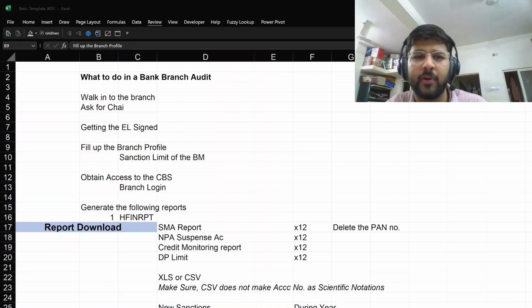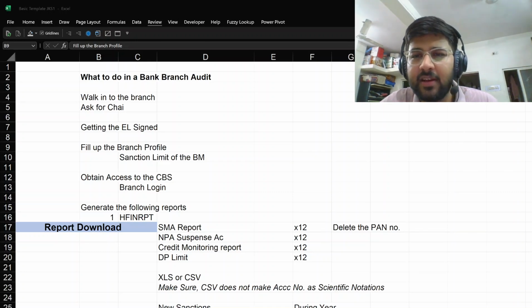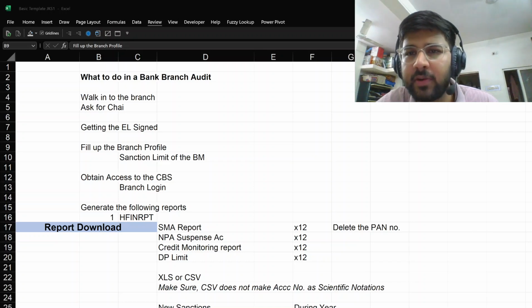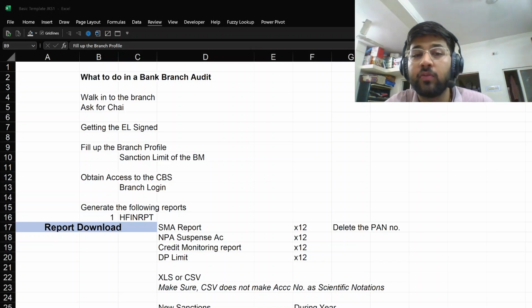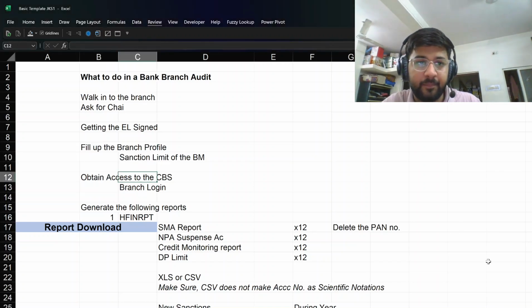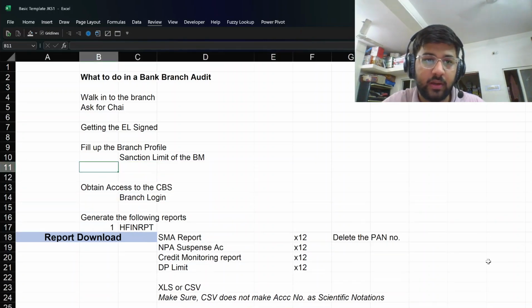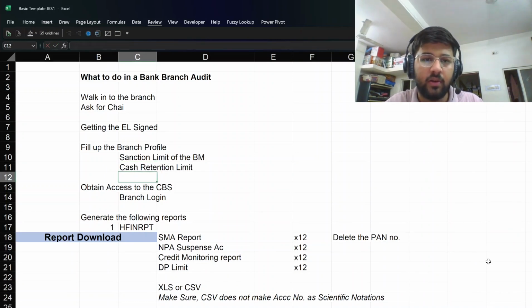This is risk assessment. And what you want to get in the first day and the first hour is also the sanction limit of the branch manager, and that's really easy. You would get the internal circular. You would also want to get something which I forgot. You want to get the cash holding, cash detention limit of the branch as well.